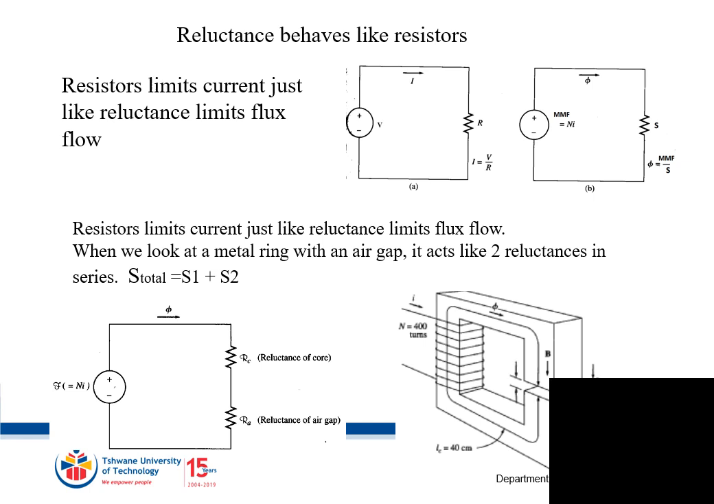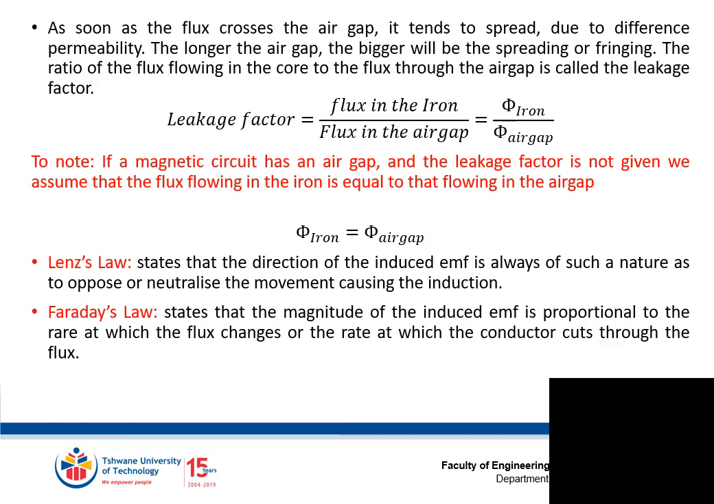So the total reluctance S total will be equal to S1 plus S2. As soon as flux crosses the air gap, it tends to spread due to the difference in permeability. The longer the air gap, the bigger will be the spreading or fringing. The ratio of the flux in the core to the flux through the air gap is called the leakage factor. Leakage factor is the flux in the iron divided by the flux in the air gap.